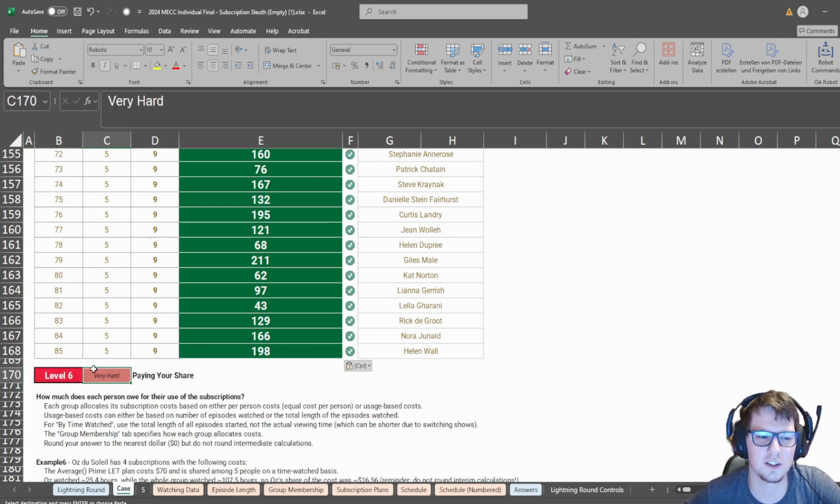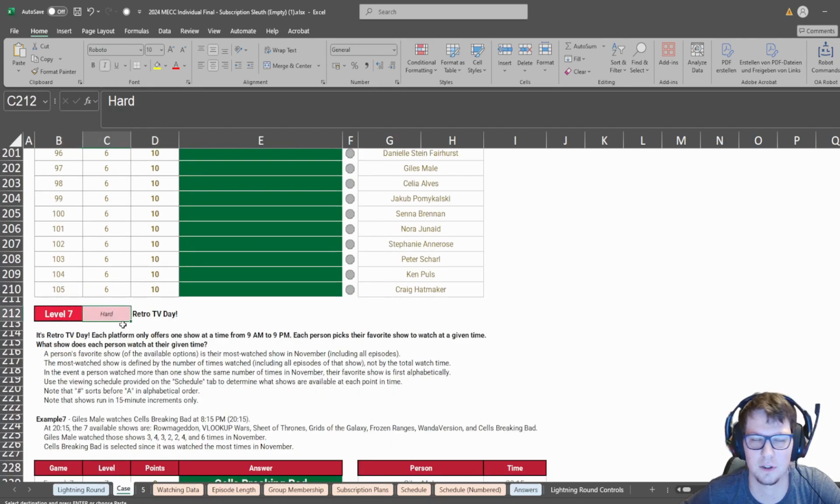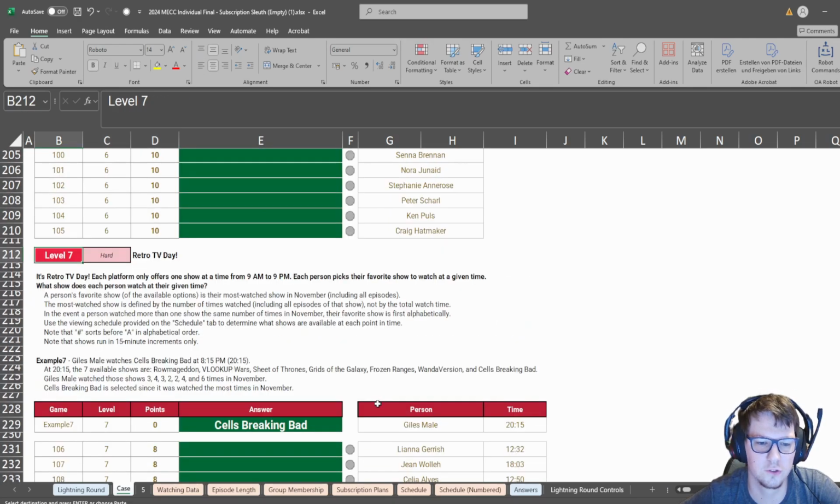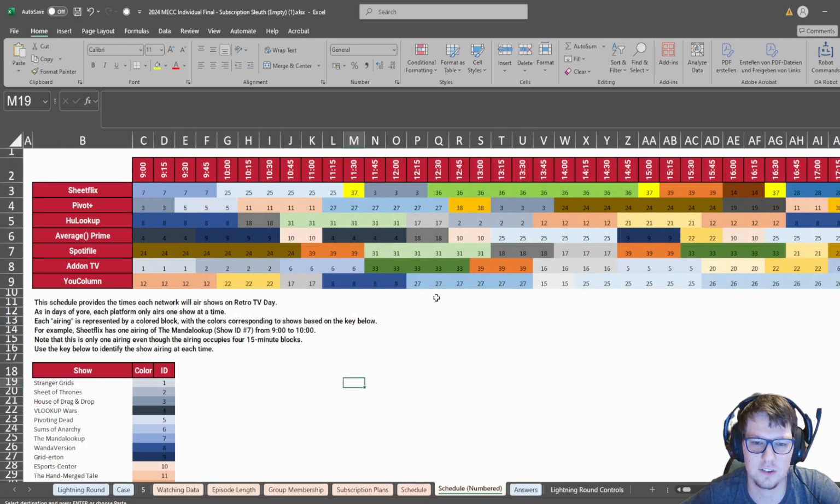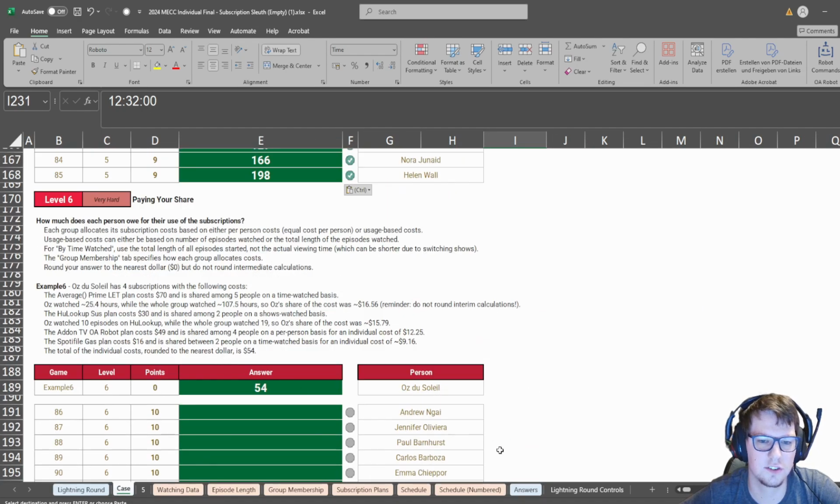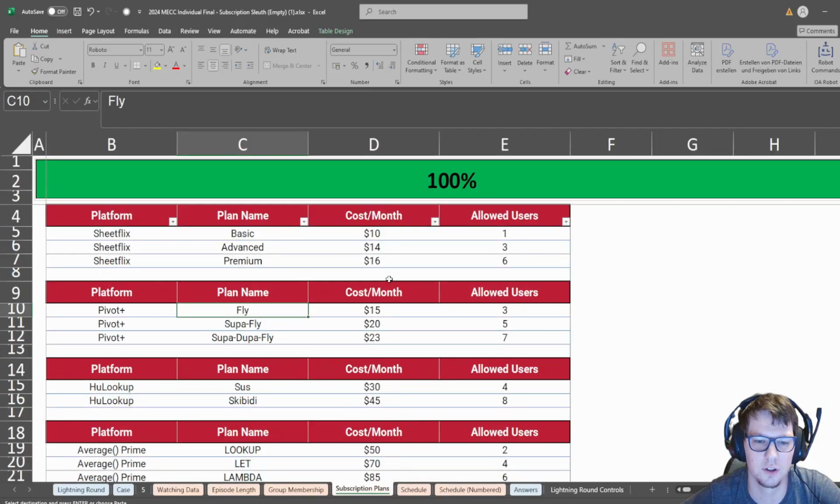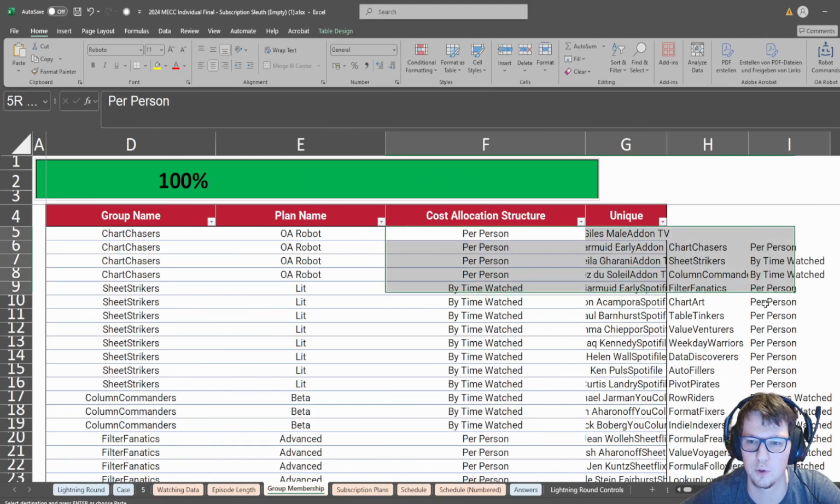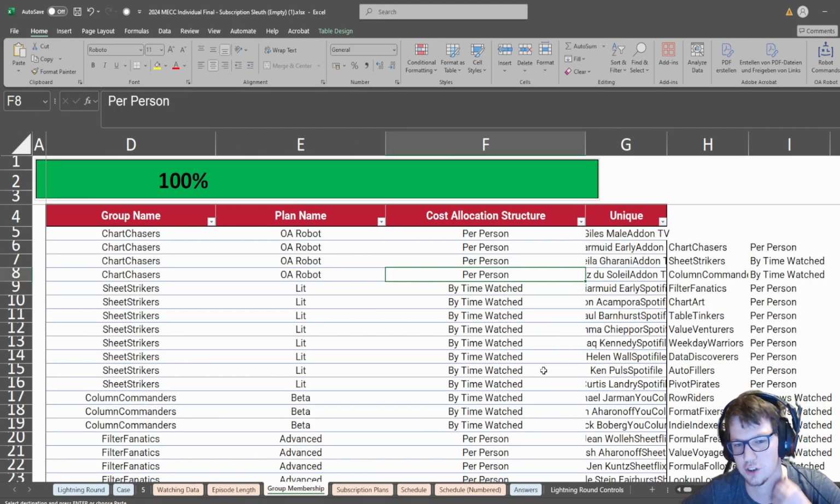He wasn't quite sure, but level 6 was very hard and level 7 was hard, which I read during the prep time, where we had a paper sheet where some of the rough instructions were written. Level 7 asks you what the given person looks at this time based on this schedule. And level 6 asks you what this person pays according to the subscription plan and the group membership, where you have 3 different cost allocation structures.